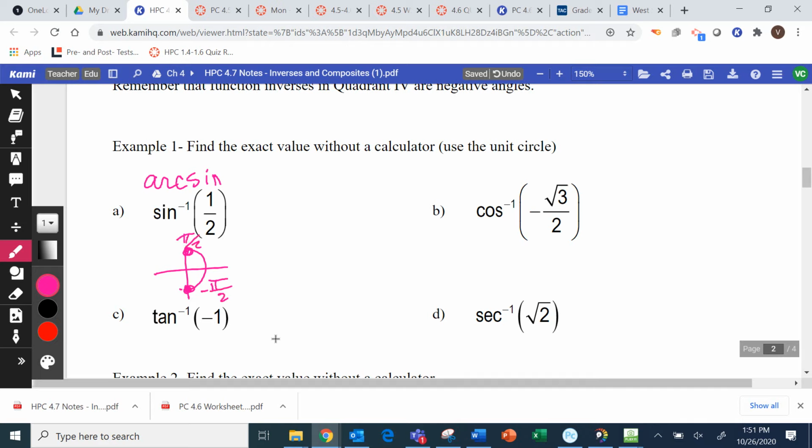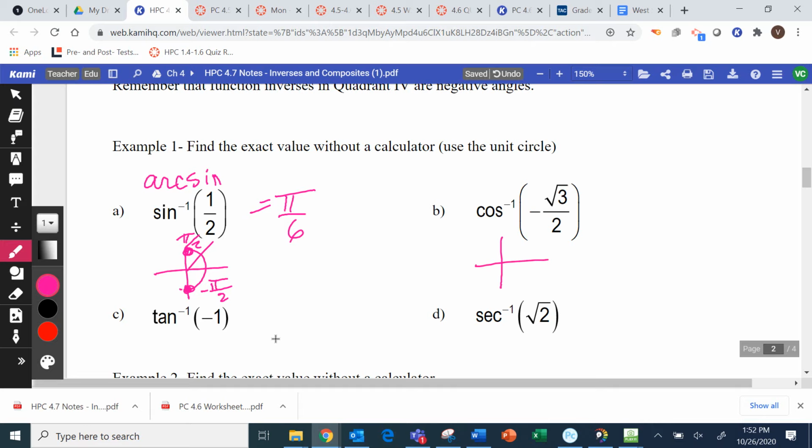So I look at this and I say, that's positive, it has to be in the first quadrant. And where is sine a half? I hear like 2 people. Barely. Pi over 6, 30 degrees, pi over 6. So that's my answer.